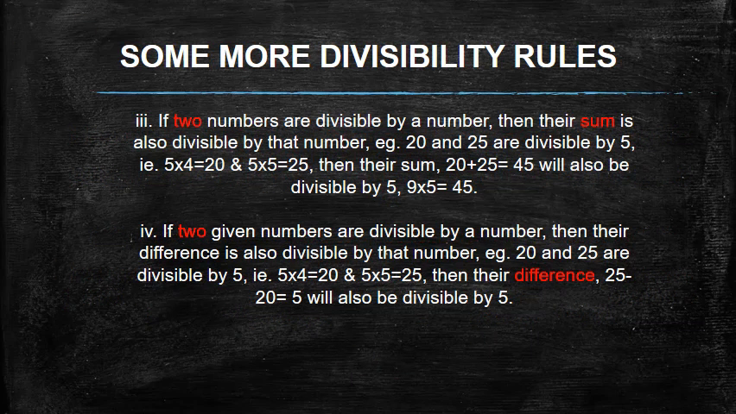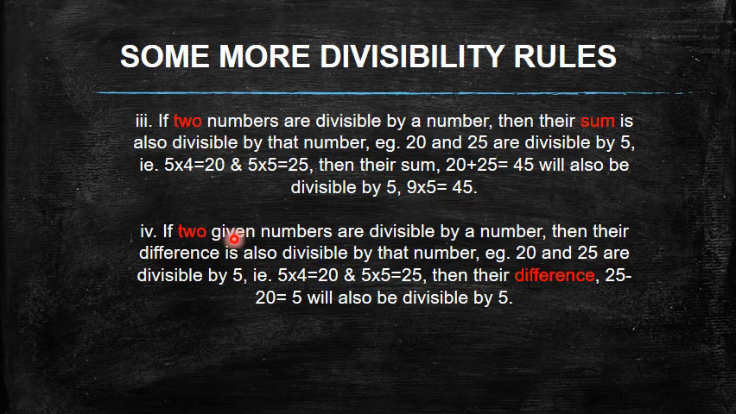Let us see some more divisibility rules. If two numbers are divisible by a number, then their sum is also divisible by that number. For example, 20 and 25 are two numbers, both divisible by 5. 5 fours are 20, 5 fives are 25. Then their sum, 20 plus 25 is equal to 45, will also be divisible by 5.